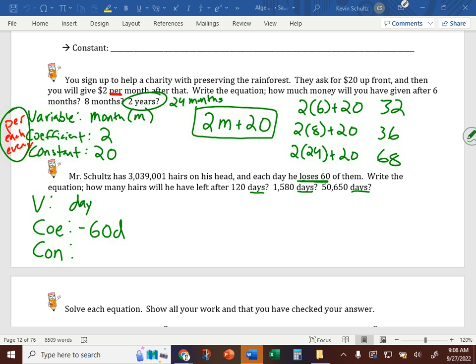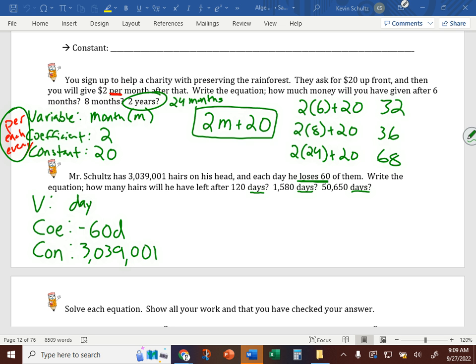And then what's my constant? What's unaffected by the number of days, or what do I start with? What's my beginning value? Nick? Your hair? Yes, the number of hairs I start with. 3,039,001.